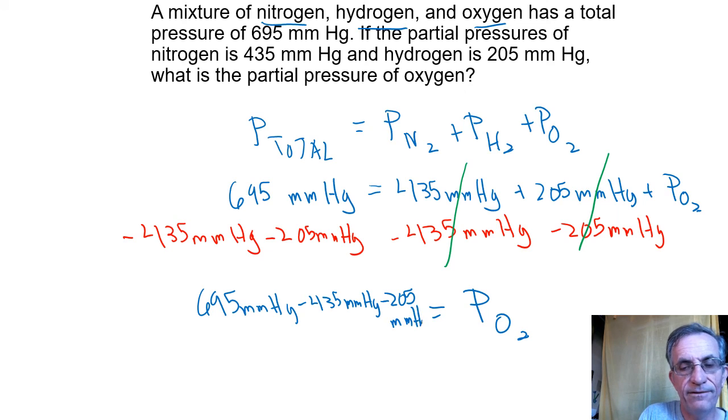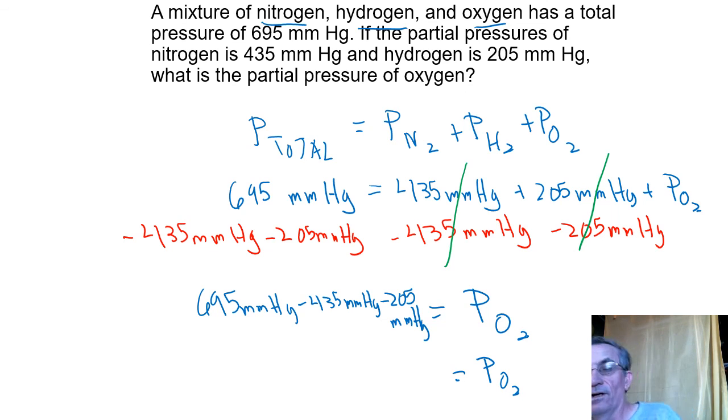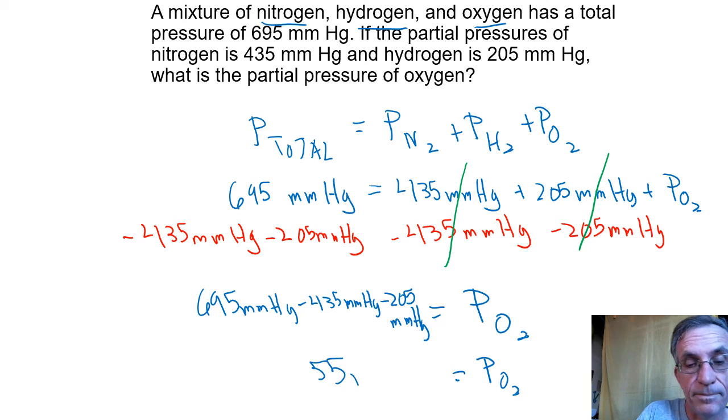If you work it out, you know what, I actually haven't done it yet. Let's do it. Let me get out my calculator. Oh, I gotta go over and reach for it. All right, 695 minus 435 minus 205. Oh, you should get 55. That's what I got, 55. Oh, and they would be millimeters of mercury. All right, so that's the last example.